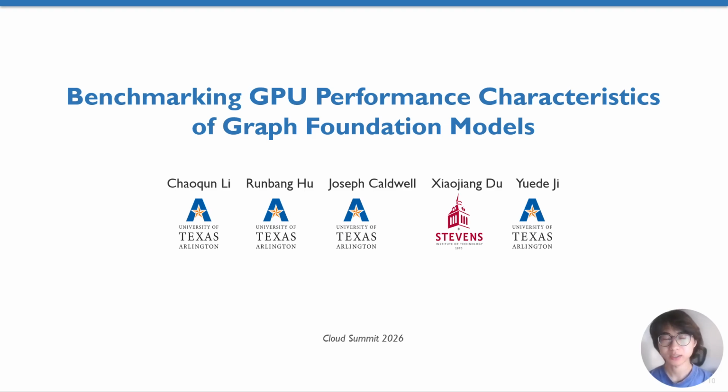Today I'm gonna present our work on benchmarking the GPU performance characteristics of graph foundation models. Our central question is: when graph foundation models run on a GPU, what actually happens at the hardware level, and where do the bottlenecks come from?